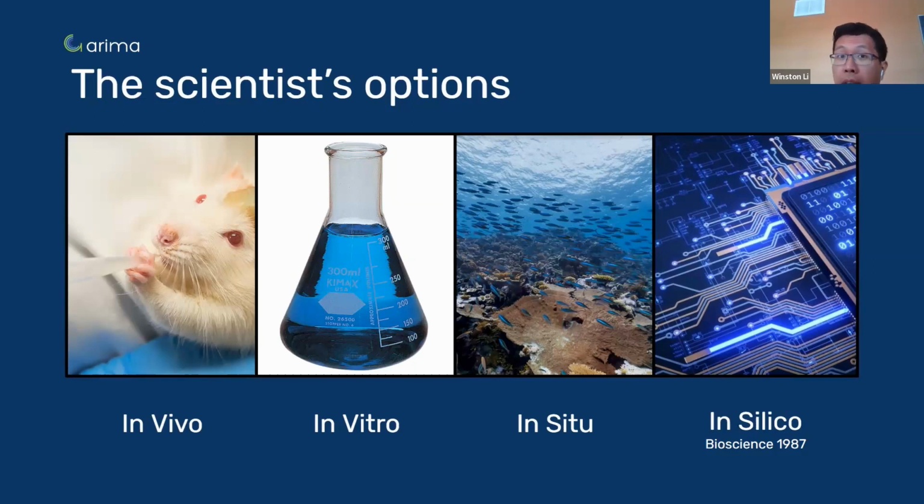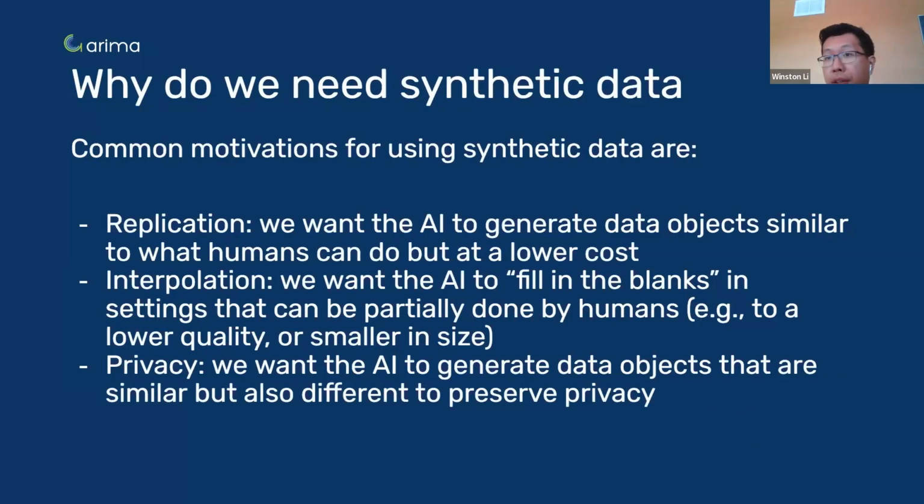So a lot of what we're talking about today, i.e. using synthetic data to conduct certain agent-based models, to perform certain experiments, is the equivalent of the in silico analysis from a bio standpoint. Why do we need synthetic data? There are 3 common motivations for why we use synthetic data. The first one is replication. In this case, we want the AI to be able to generate objects that are similar to what humans can do, but at a lower cost. So think of ChatGPT as such an example.